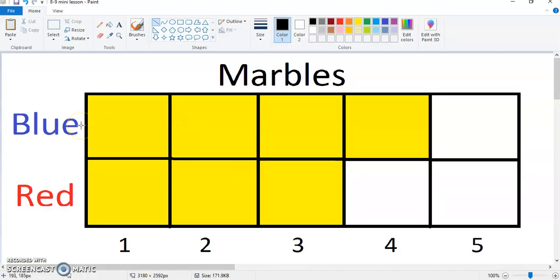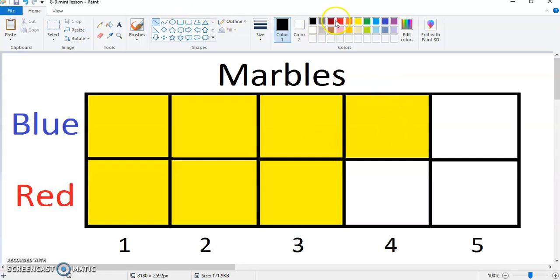Here we go. Okay, so this graph shows how many blue and red marbles you have. So we're pretending that we have 1, 2, 3, 4 blue marbles and 3 red marbles, okay? Now, how many blue marbles do I have in all? Well, we want to count. 1, 2, 3, 4. There are 4 blue marbles in all.